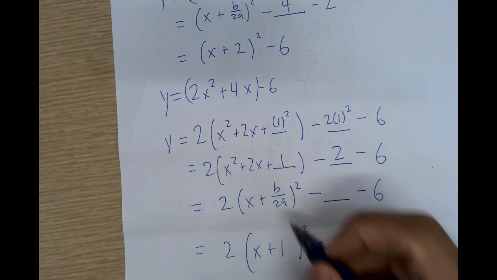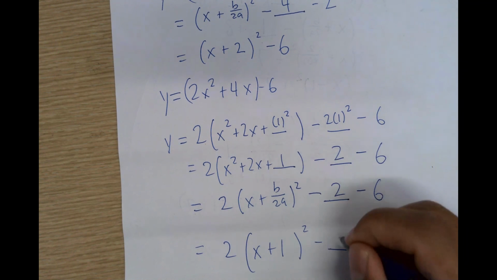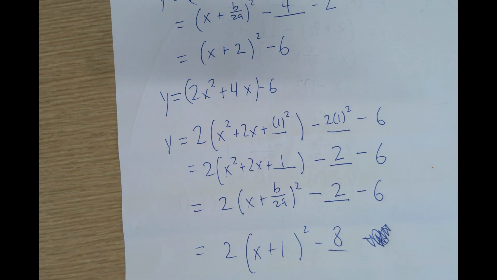This will still turn into 2 times x plus 1 squared. This will be minus 2. This will be minus 8. And that would be your answer. So this is like the most advanced version of completing the square because there is a constant in front of x squared. Okay.